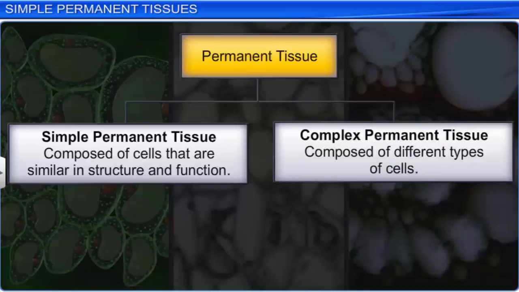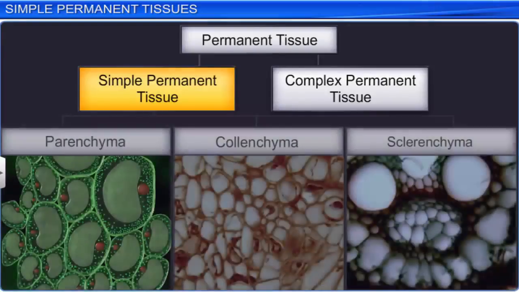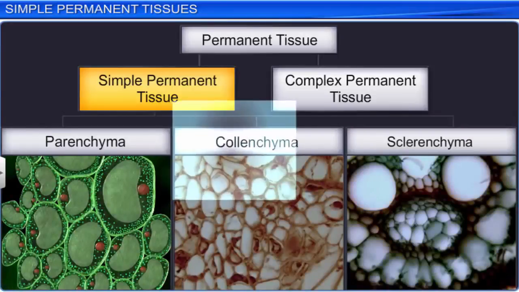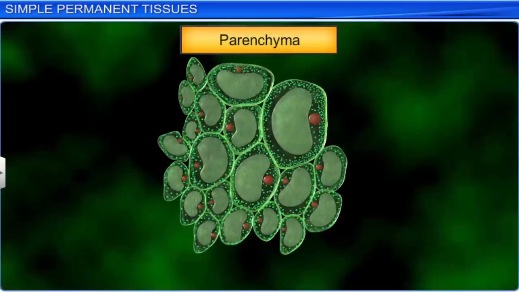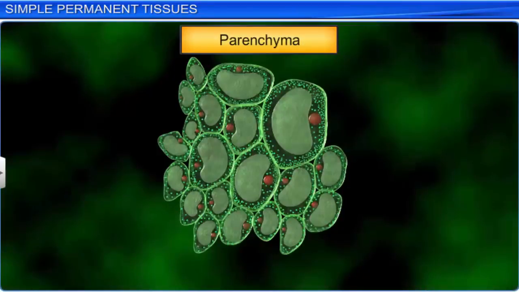Let's learn more about simple tissues. There are three types of simple permanent tissues: parenchyma, collenchyma, and sclerenchyma. Parenchyma is the most common ground tissue. It performs functions such as photosynthesis, storage, and secretion. The cells of the parenchyma have the same dimensions, or the same length, width, and height, which means that they are isodiametric.